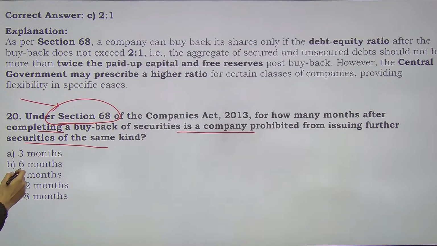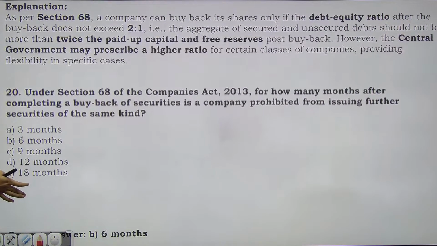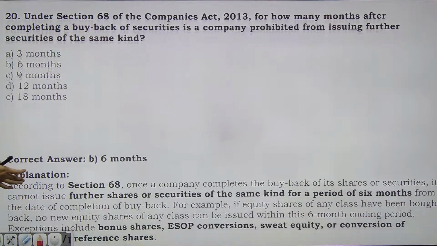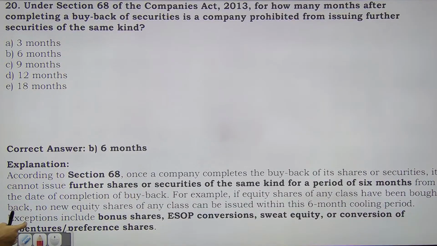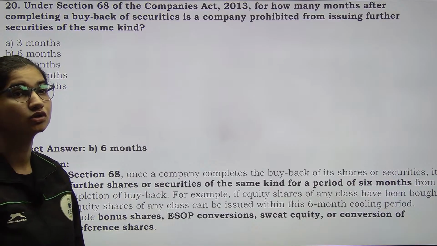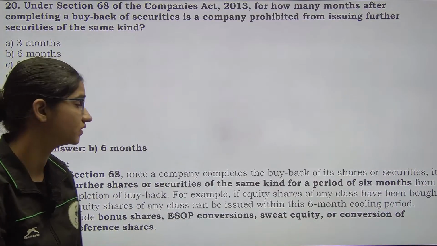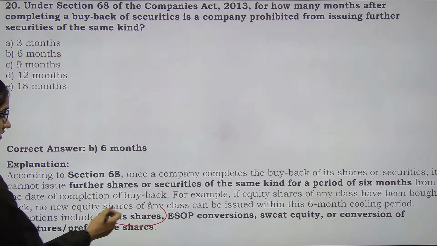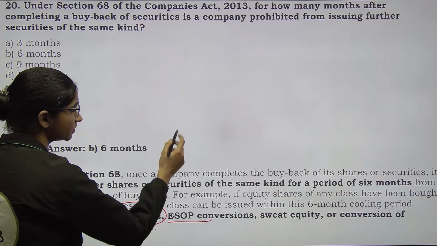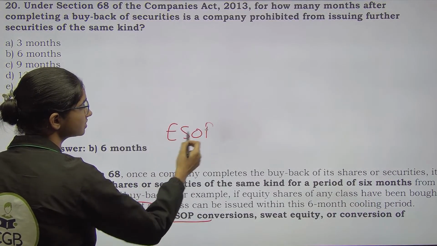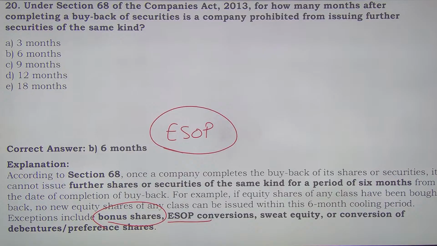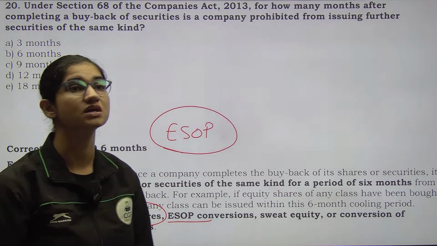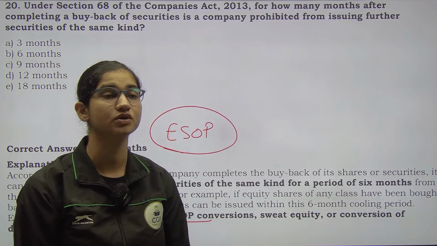Okay, so for 20 the answer is B. ठीक है, 6 months. तो 6 months के लिए same kind of securities you cannot issue, but are there any exceptions to this particular point? Yes, there are certain exceptions also. कि if the company is issuing the same kind of securities through certain ways. What are these ways? Number one is either through bonus, ठीक है, either through ESOP. ESOP is basically an option that has been given to the employees of the company कि after a certain period of time they can have an option to take the shares, right?